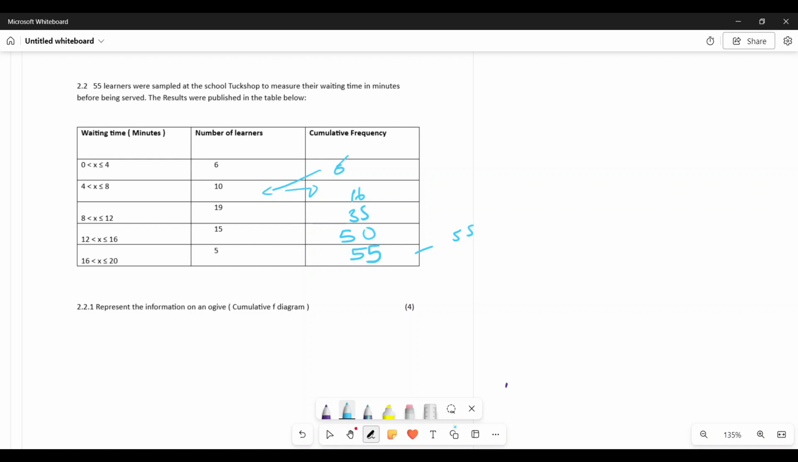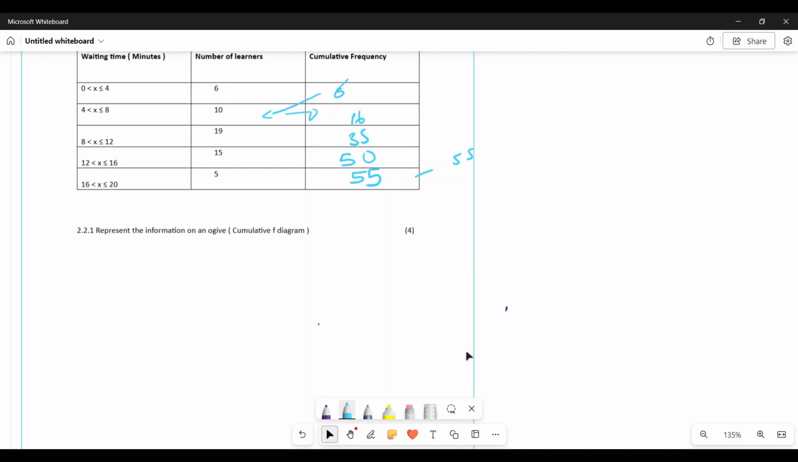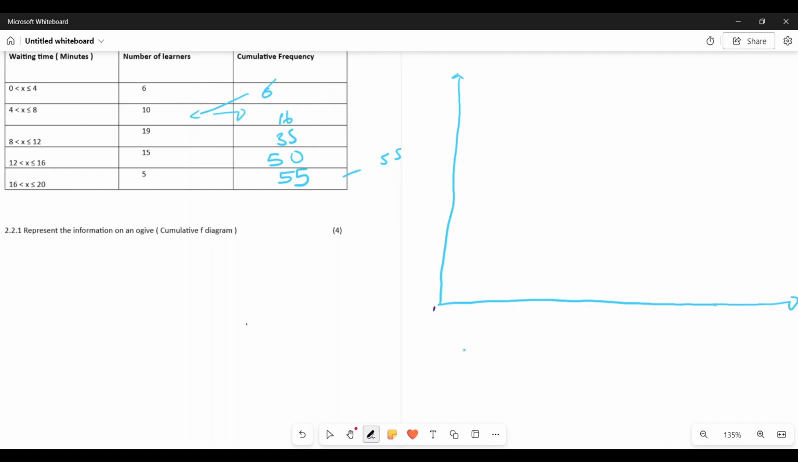So now we need to represent the information on an Ogive. Now remember, an Ogive is a graph whereby we're representing our cumulative frequencies. Let me try and make a rough sketch of the graph here. These on my x-axis would be my intervals, which is the waiting time. And these on my y-axis would represent my cumulative frequency. Now my intervals, and remember this must be up to scale.